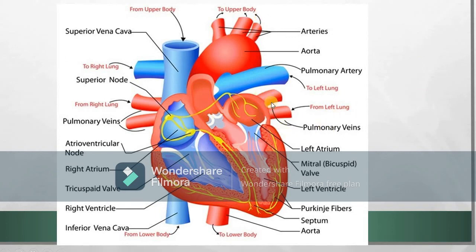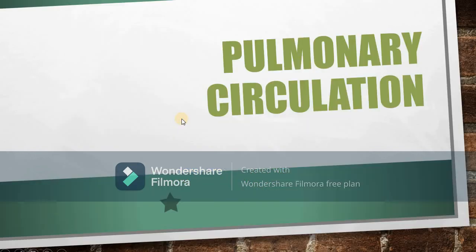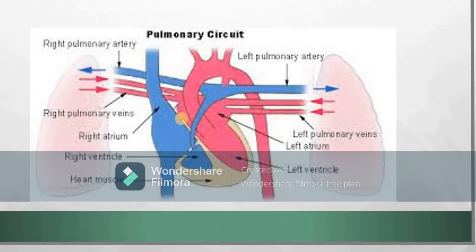There are some pulmonary veins present. This is the pulmonary artery. Here also the pulmonary veins are present. This is the right atrium. Tricuspid valves are here. Right ventricle is here. This is the inferior vena cava, and it is taking blood from the lower body part and moving towards the heart. Then what is the pulmonary circulation?